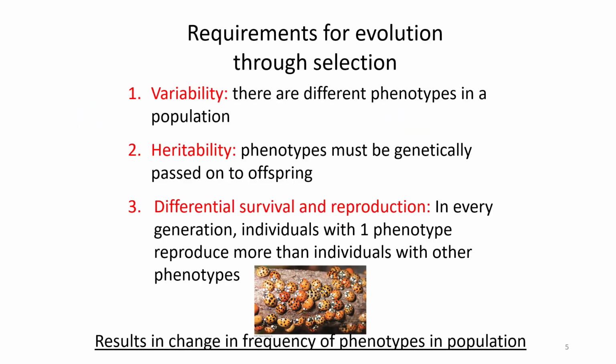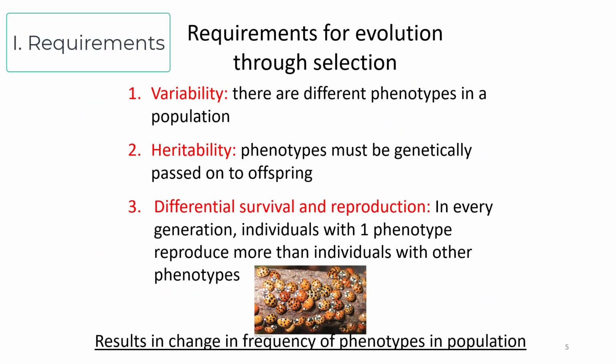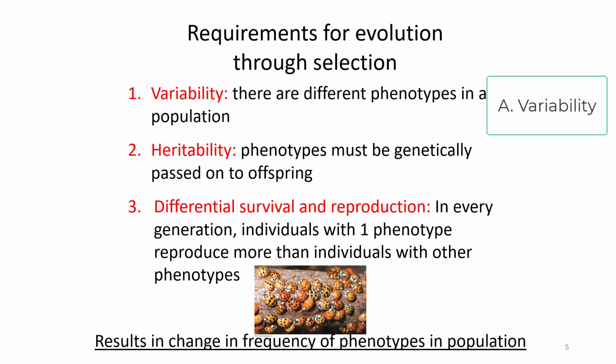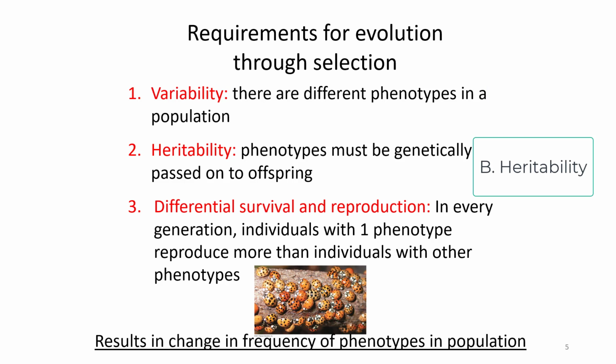So what are the requirements for evolution through selection? First off, there has to be variability. So there must be different phenotypes in a population, or natural selection has nothing to act on. There must be heritability. Phenotypes must be genetically passed on to offspring, or evolution, selection is just selecting things, but the offspring will not be different, and there will be no change in allele frequencies in a population over generations.